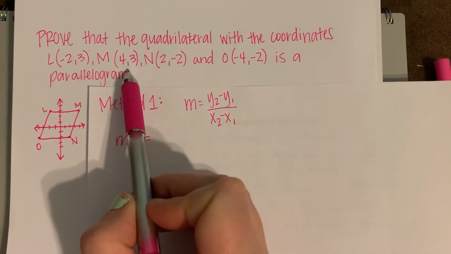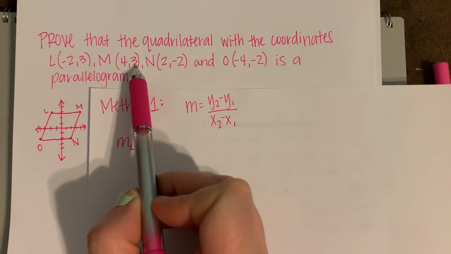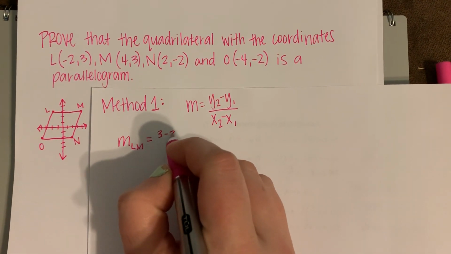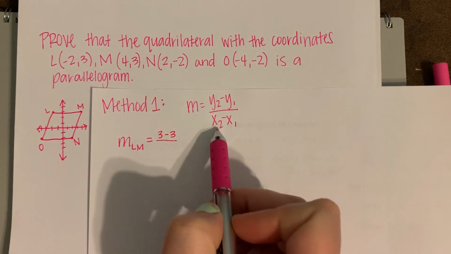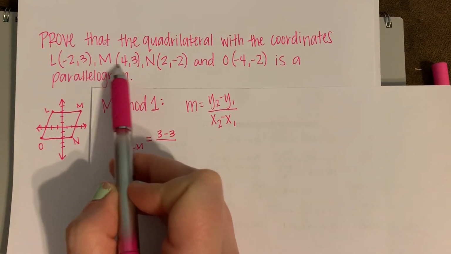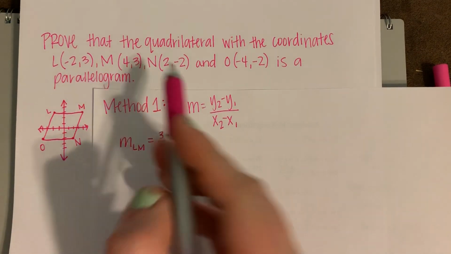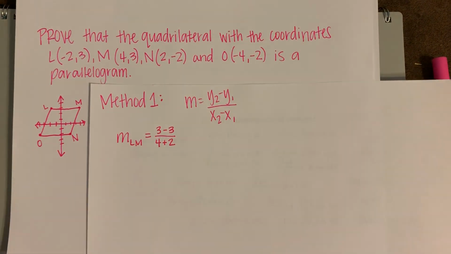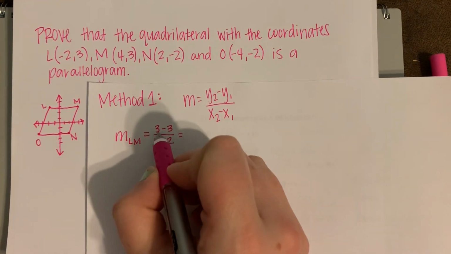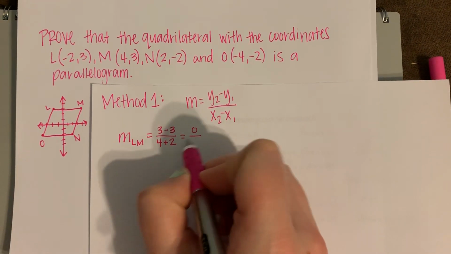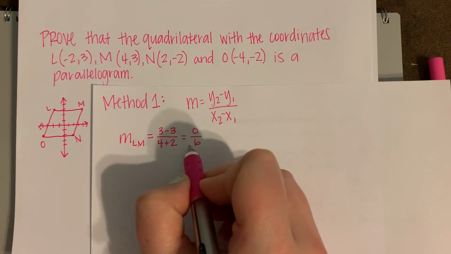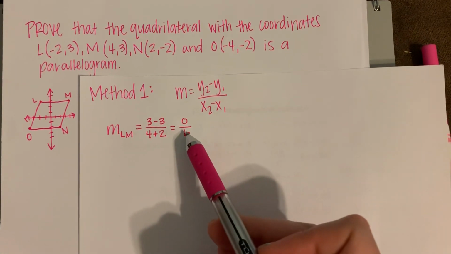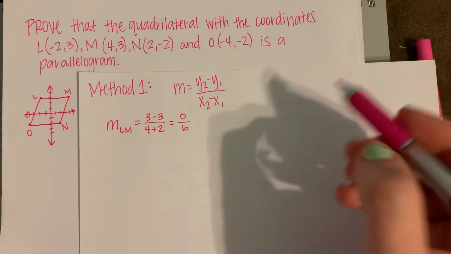So I'm using these 2 points, y2 minus y1, 3 minus 3, over x2 minus x1, 4 minus a negative 2. You can write it as 4 minus negative 2, or you can write it as 4 plus 2. 3 minus 3 is 0. 4 plus 2 is 6. Of course you can put this in the calculator and it'll give you this. It's just going to give you 0 either way.